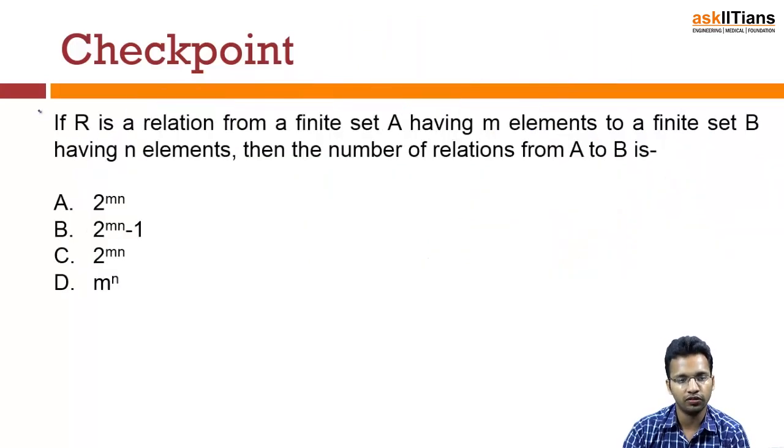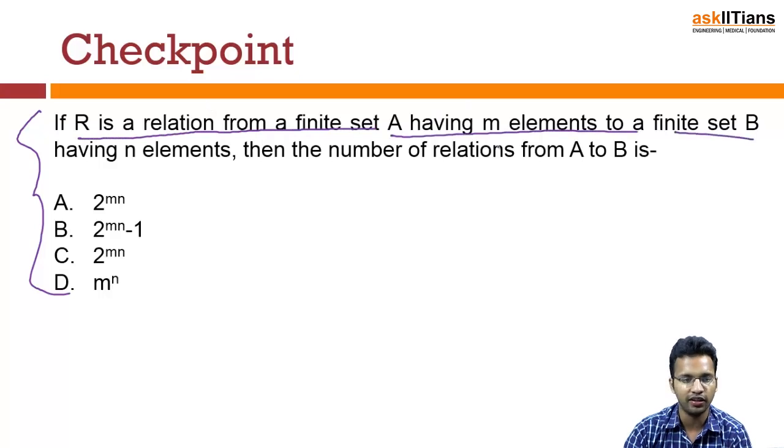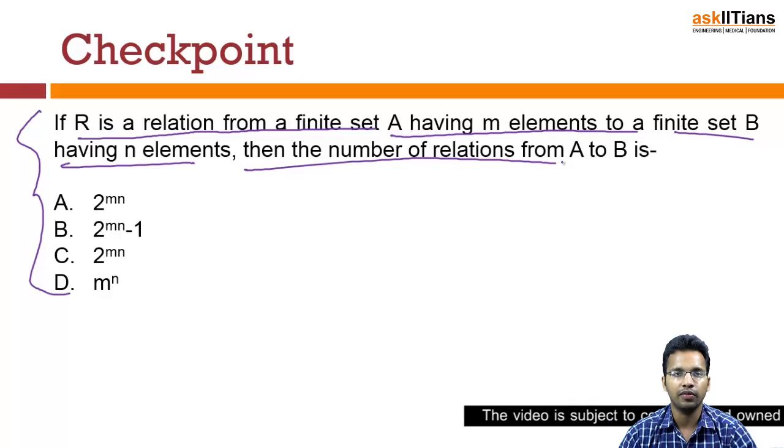Now this is a favorite question in JEE Mains, you can see. If I mix this question with a permutation one, which we might do in the previous year JEE questions or in the test paper solutions, those would be more advanced levels of them. Right now we'll be sticking to the basics. It says that R is a relation from a finite set A having m elements to a finite set B having n elements. Then the number of relations from A to B is.